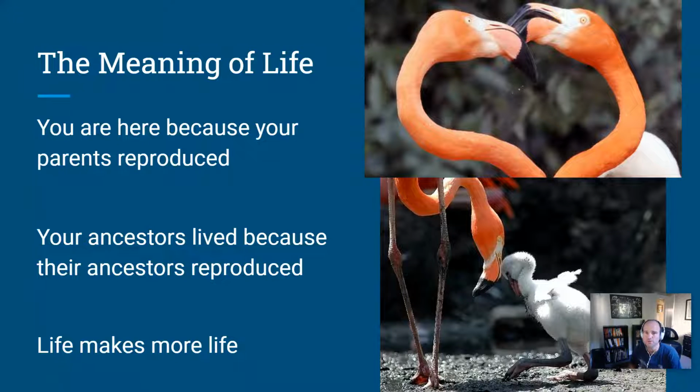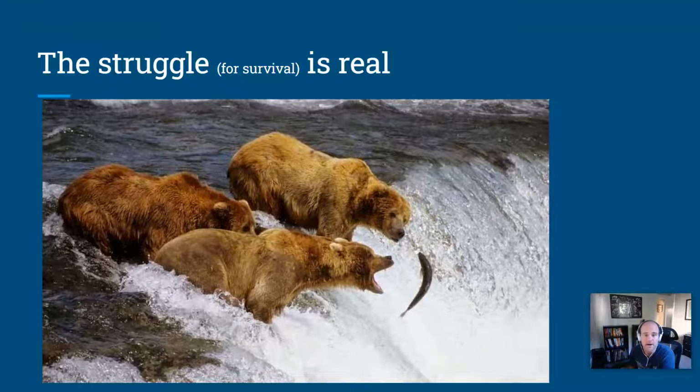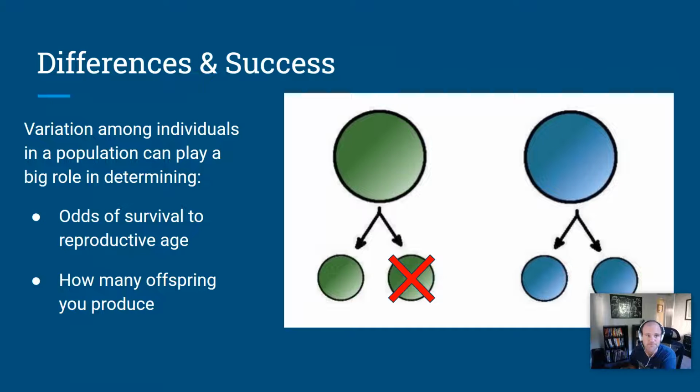And so who reproduces is going to guide which traits are in the next generation. Life is a continual struggle. And so if you are better suited to surviving by gathering resources, you're more likely to be able to pass on those traits that helped you out. So, as we've said, there's variation among individuals in a population, and that is going to play a big role in determining your odds of surviving to reproductive age and how many offspring you produce.